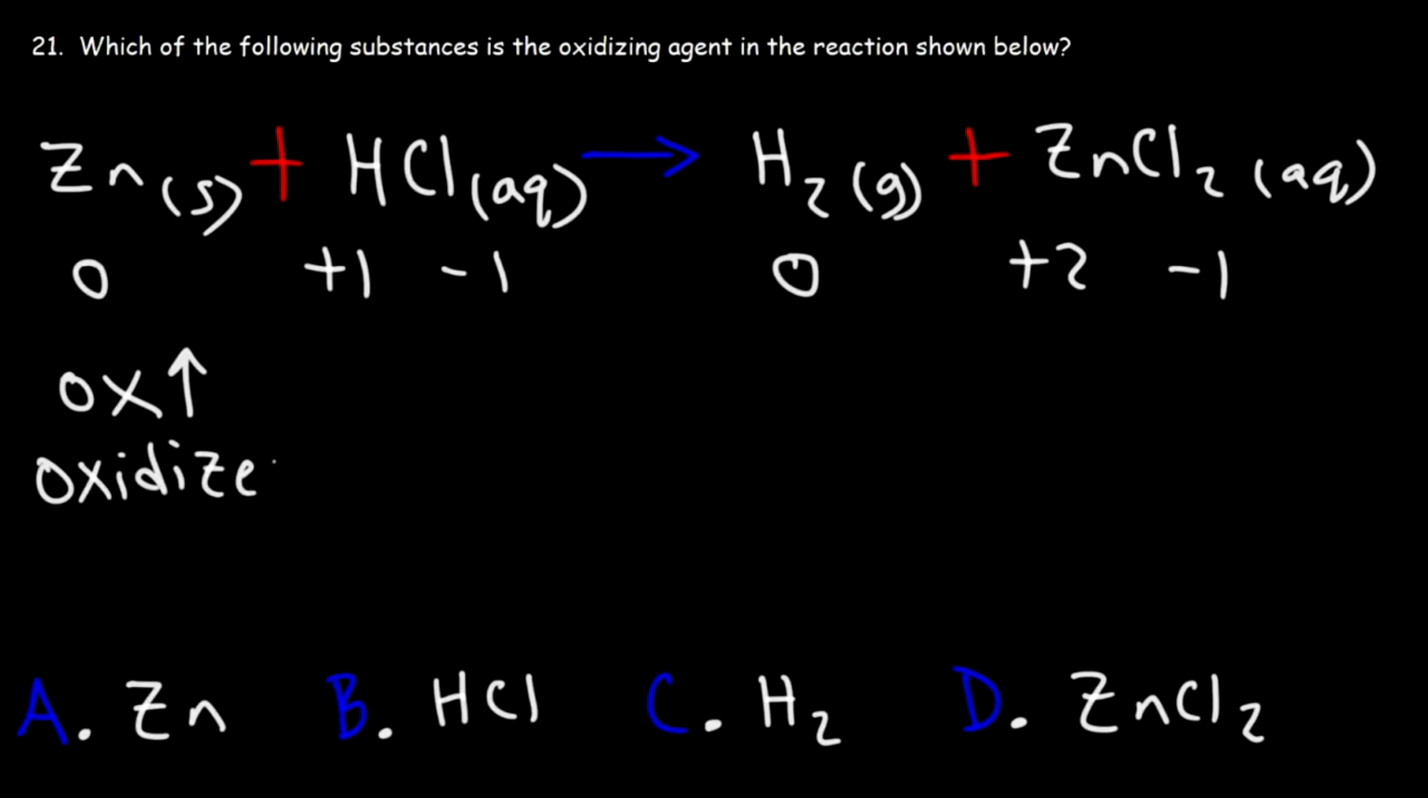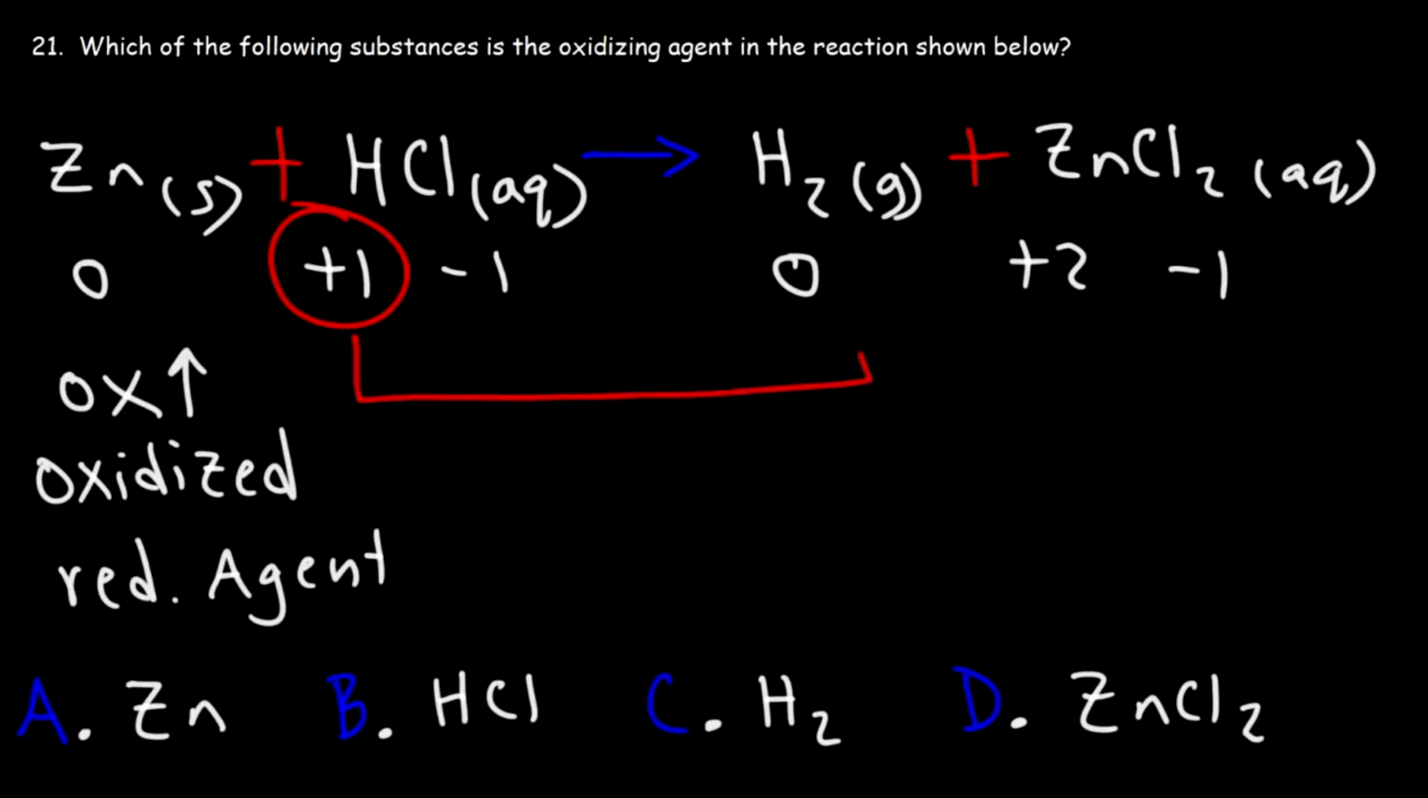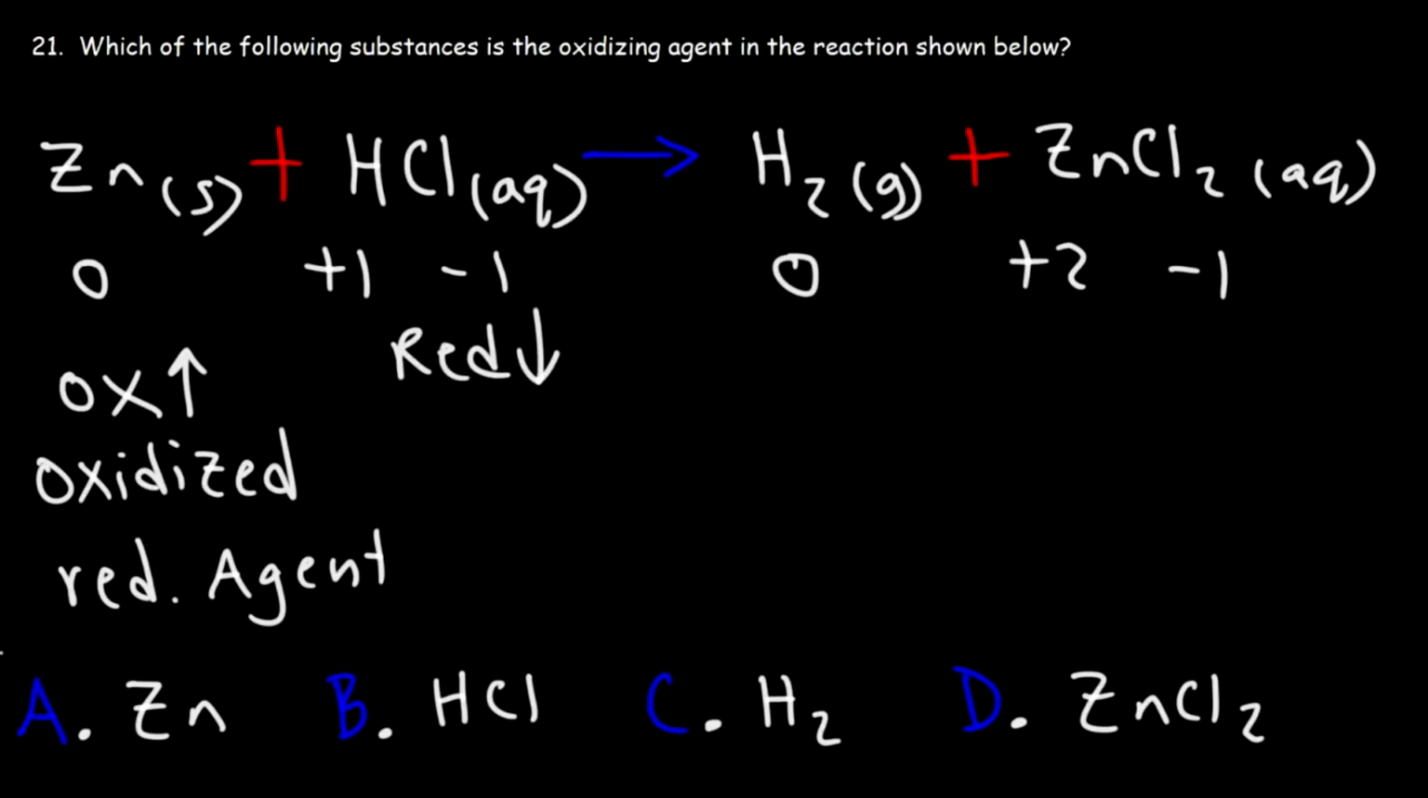Whenever a substance is oxidized, that means that it loses electrons. The substance that is oxidized is the reducing agent because it causes the other reactant, HCl, to be reduced. Now, it's the hydrogen part of HCl that is being reduced. You can see that. Look at the oxidation state. The oxidation state reduces from 1 to 0. So we can say that HCl is reduced, which means that it is the oxidizing agent.